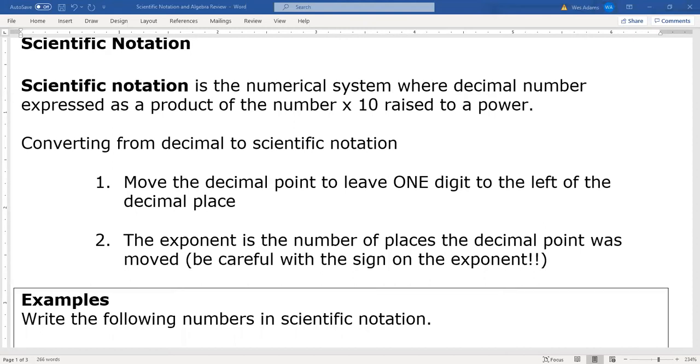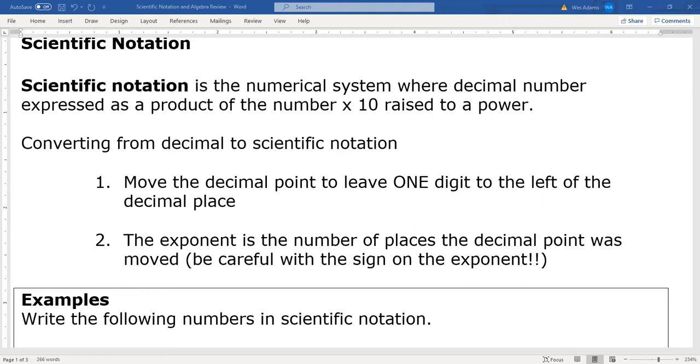Be careful with the sign. A negative exponent is going to be a number between 0 and 1, so it's going to be a small number. A number equal to 1 but less than 10 is going to have 0 for an exponent. A number 10 or bigger is going to have a positive exponent.